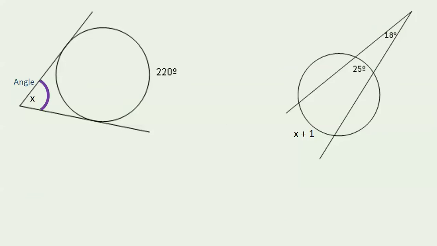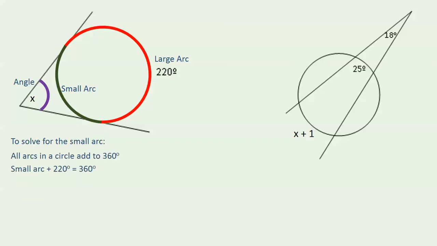All right, let's solve for our angle x. My small arc and my large arc form a complete circle together. So the small arc plus the large arc is going to equal 360 degrees. To get the small arc alone, I'll subtract 220 degrees from both sides, and I find that my small arc is 140 degrees. Any time that the arcs form the entire circle, they will add to 360.